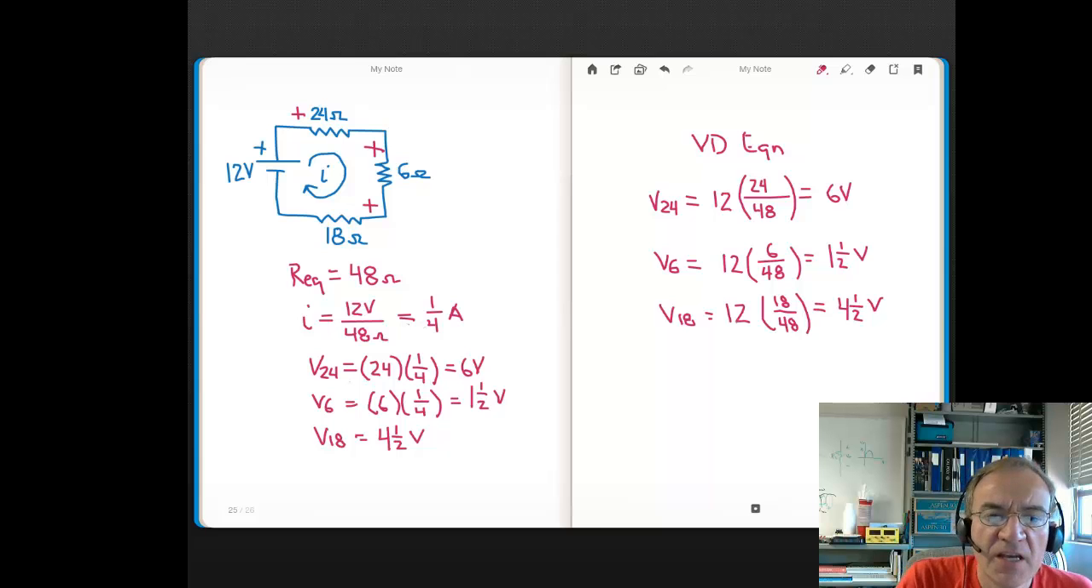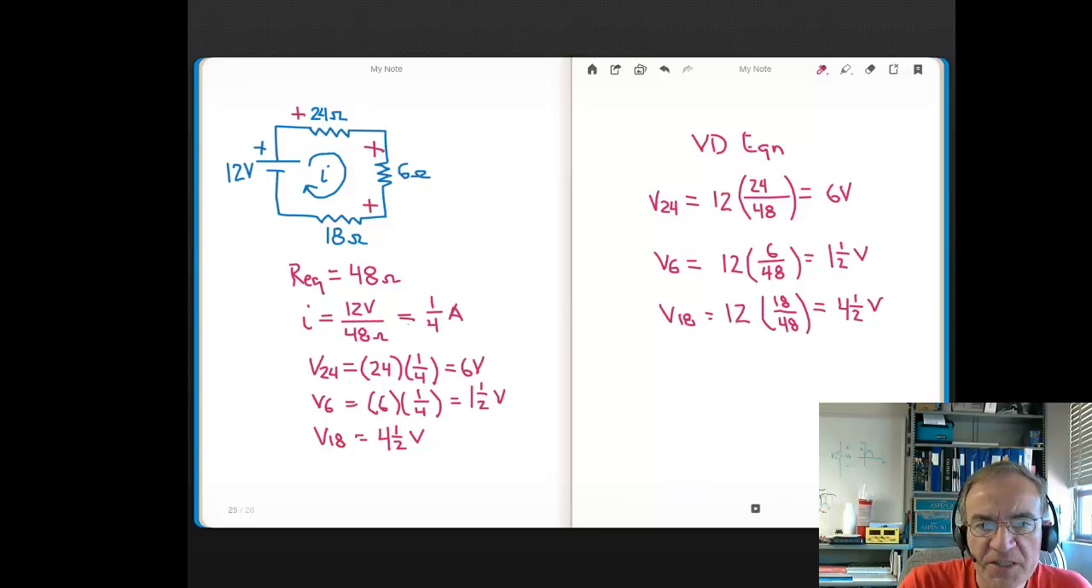So voltage divider, a lot of times when the problems get more complex, you'll see that shortly, we'll get circuits that are more complex than these basic circuits we've been looking at thus far. And a lot of times the voltage divider equation can save you time finding voltage across series resistors.